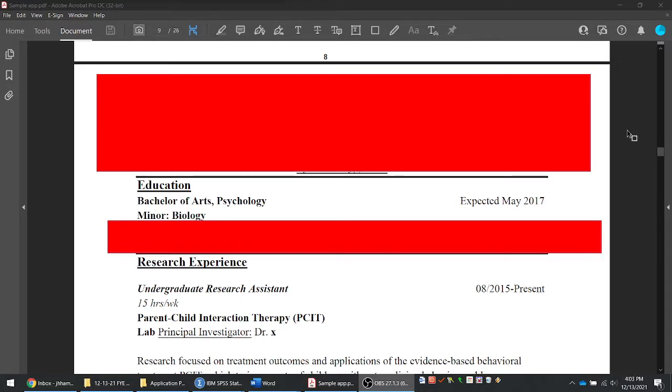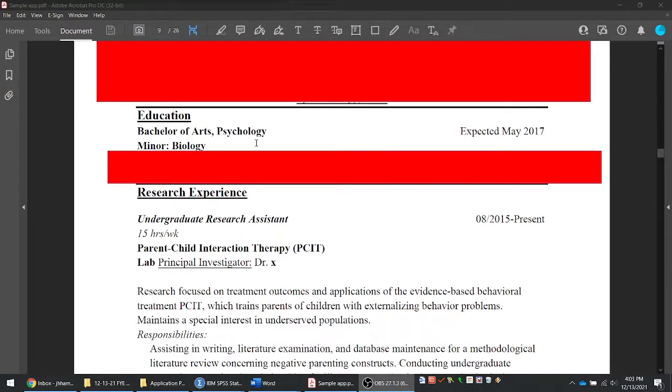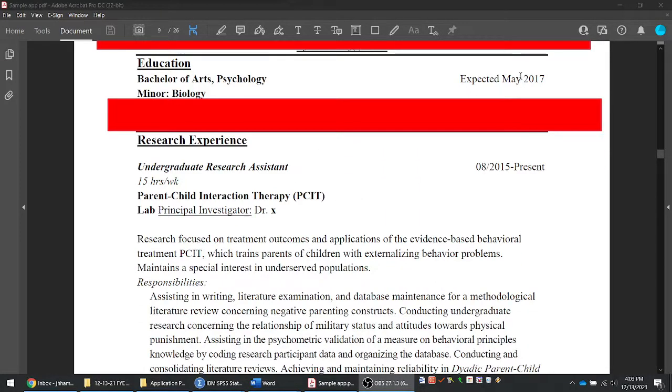This is the portion where we look at their CV. So take note of the bachelor's in psych, glance at the minor, and see when the expected or graduation date is, and if there's a big gap between when you graduated from your last degree and the date you're applying. We may hope that in your personal statement you'll tell a story about that, and we'll want to see, importantly, that you've been doing something productive between graduation day and the time you're applying. So taking gap years and taking time off is good and fine. And ideally, you're using that time well.